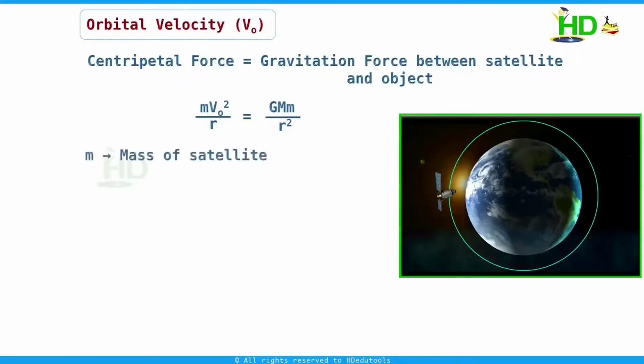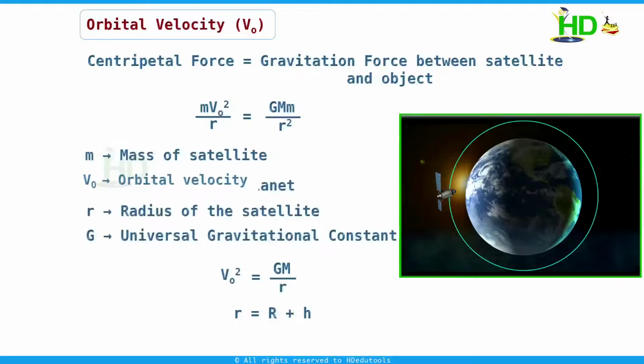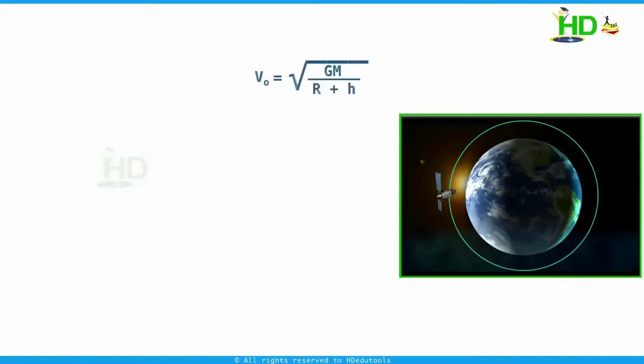Here small m is the mass of the satellite, v0 is the orbital velocity, capital M is the mass of the planet, r is the distance of the satellite from the center of the earth, and capital G is the universal gravitational constant. From this we can write v0 squared equal to GM by r. But what is r? If capital R is the radius of the planet and h is the height of the satellite from the surface, then we can write small r equal to R plus h. Therefore, v0 equal to root of GM by (R plus h).